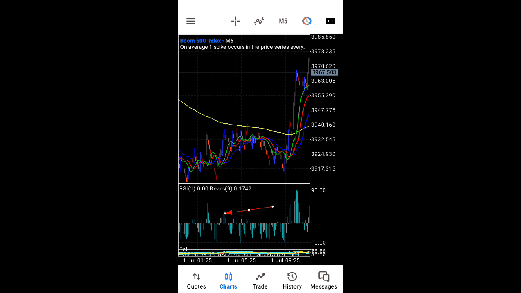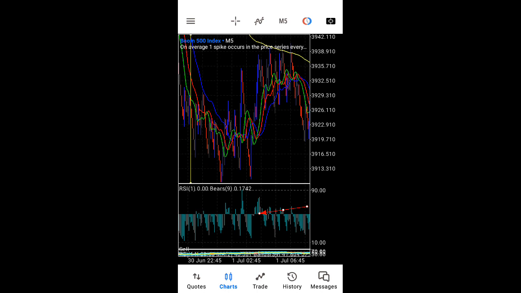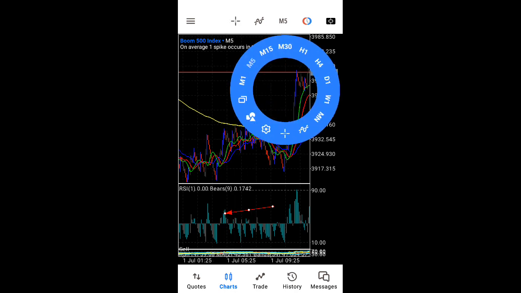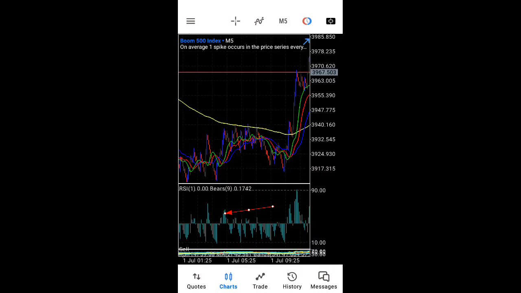Let me try and get rid of this line over here. Okay, it's done. So we have our first divergence over here. As you can see, this spike is lower than the rest of these other spikes. Okay, let me use an arrow. As you can see, this spike over here is lower than these spikes which are coming forward.